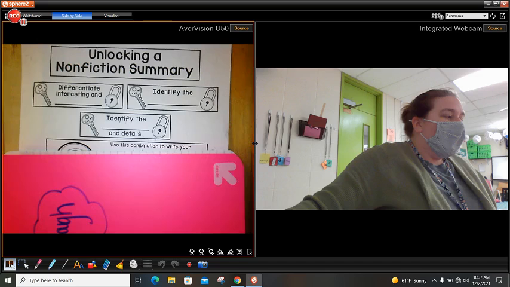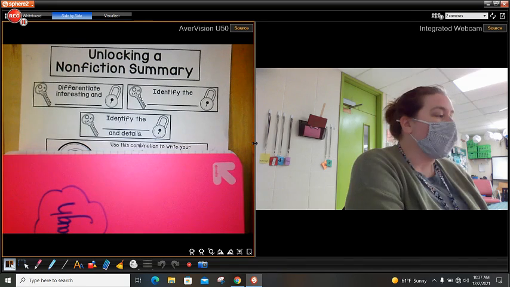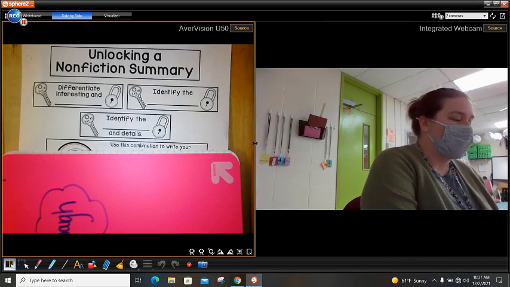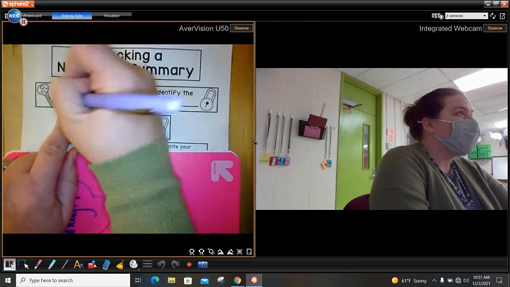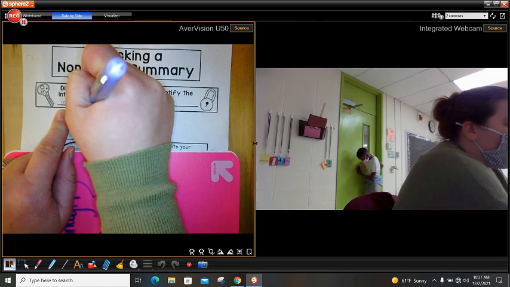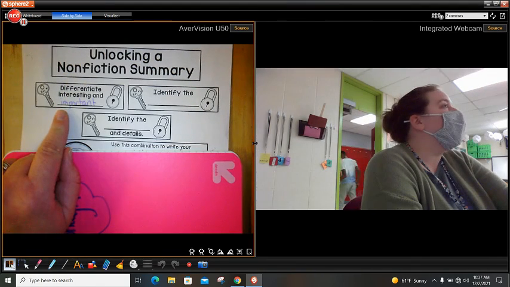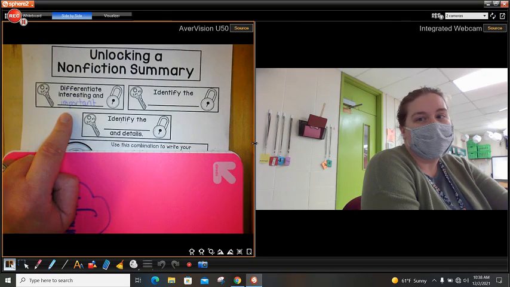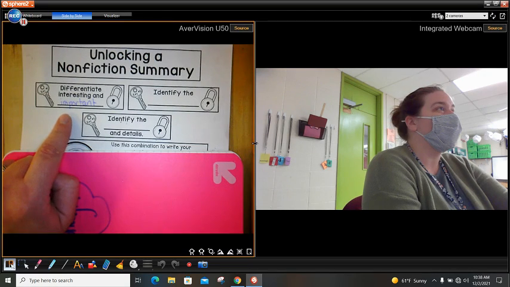So today we're going to use this thing. It's called Unlocking a Nonfiction Summary. When you're doing a nonfiction summary, there are three key ideas I want you guys to remember. The first is about details. Differentiate between interesting and important. That means when you're reading a nonfiction excerpt, you should be figuring out what is the most important thing and not necessarily focusing just on the interesting things you've read.